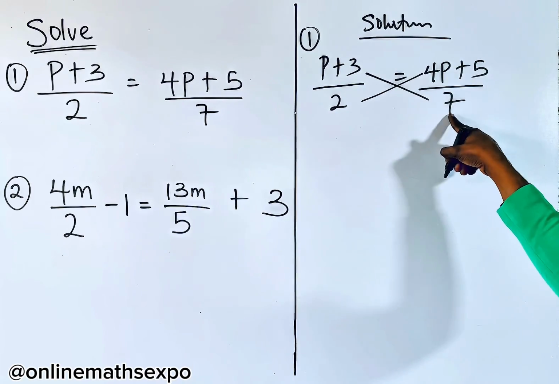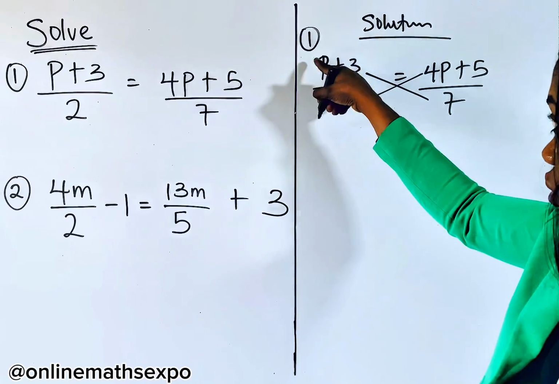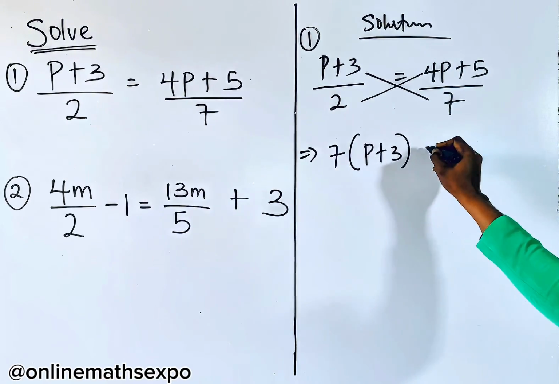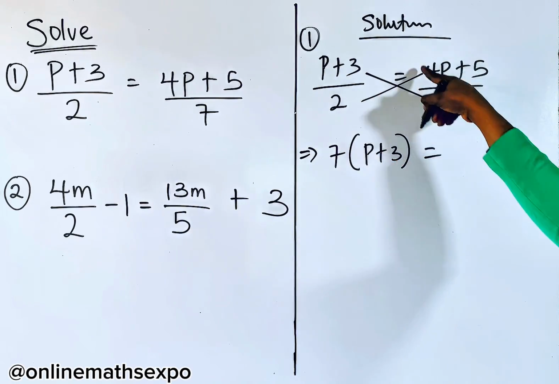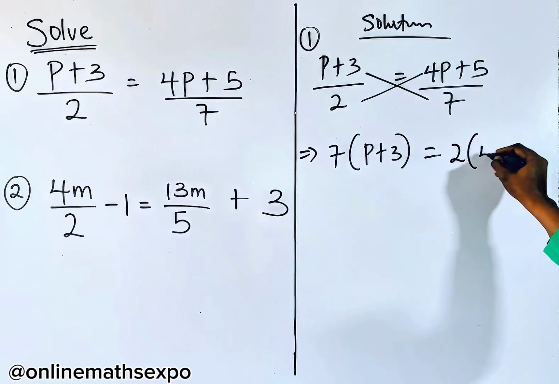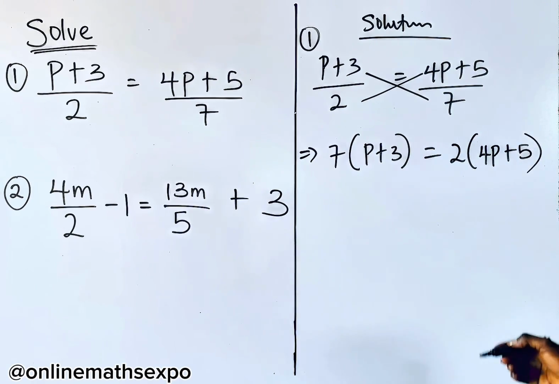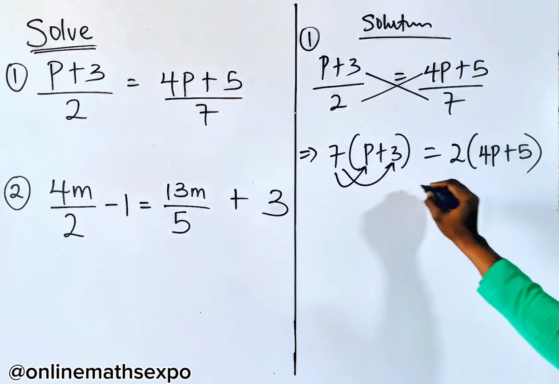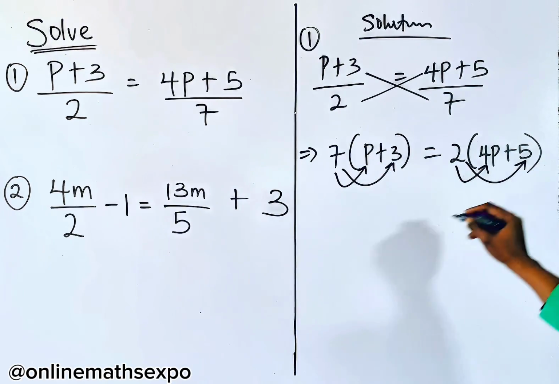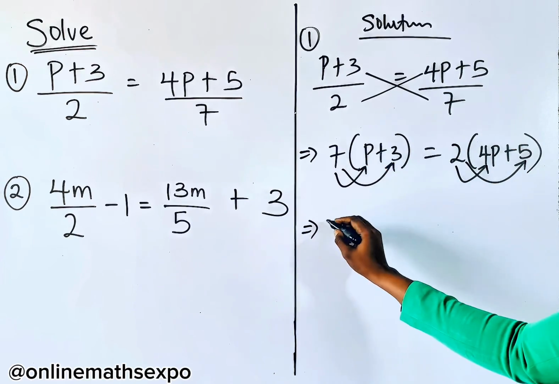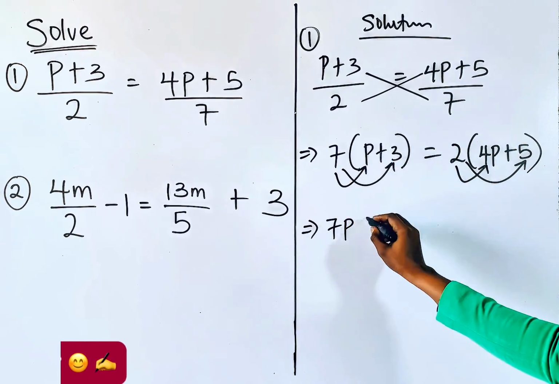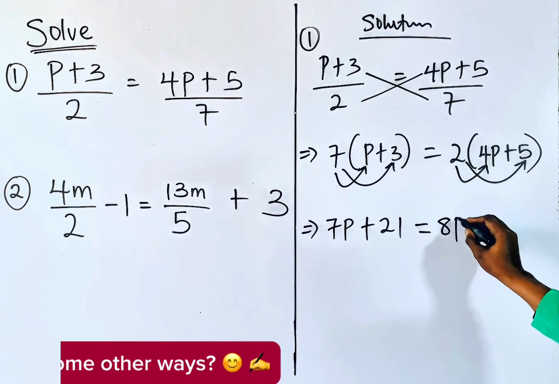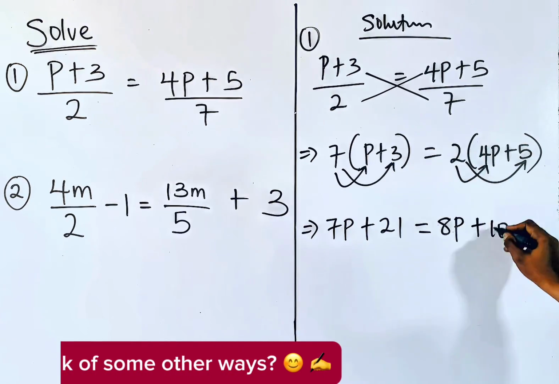So what it means is 7 is going to multiply the numerator, okay? So it's going to give us 7 times (p plus 3) is equal to 2 times (4p plus 5). So what do you do next? Distribute. Distribute 7 into this. You also do the same here, okay? So let's do it. 7 multiplies p is 7p. 7 multiplies 3 will give us 21, is equal to 2 multiplies 4p is 8p. 2 multiplies 5 gives you 10.